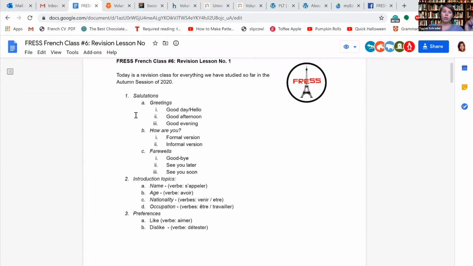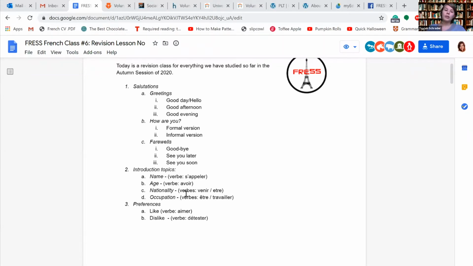We're going to be going through salutations, so greetings, farewells, how are you, etc. Then we're going to go into introduction topics, things like how to introduce yourself, how to tell someone your age, how to tell someone about your nationality, and how to tell them about what you study or what you do for a living. We might finish up with preferences, so things that we like and dislike. But before we do that, I'll just run you through all of that. And if you're going to come back and be with us for the next week, we'll keep referring to these basics as we progress further along for this session.